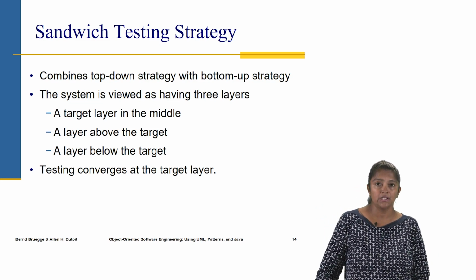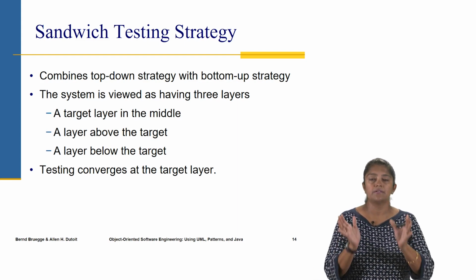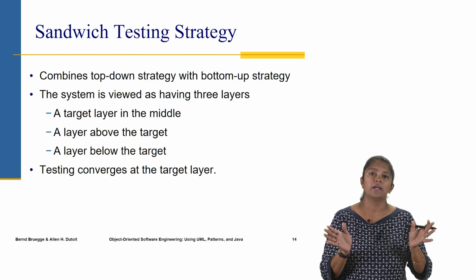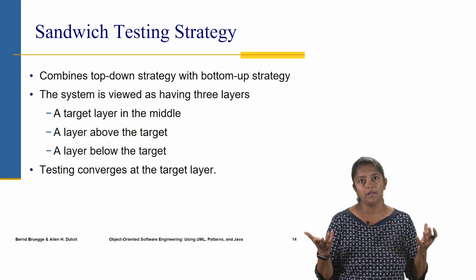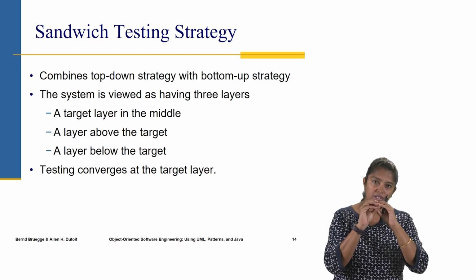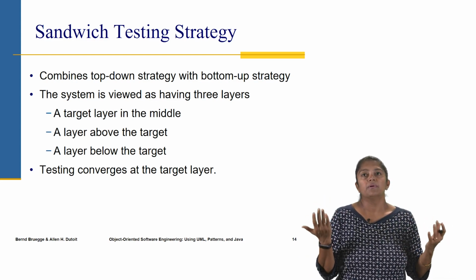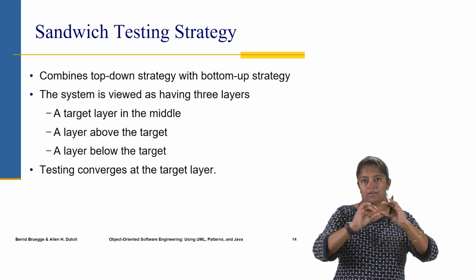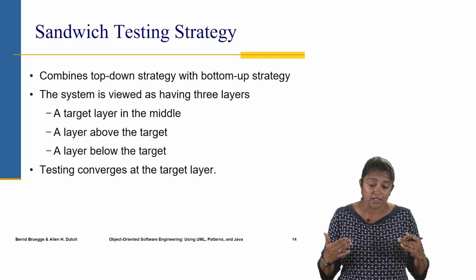So the way it's done is that the entire system is viewed as having 3 layers, and there is a target layer. A target layer is identified, and this target layer is typically somewhere in the middle. So if it's a three-tier architecture, then obviously the second tier is going to become that target layer. But if it's say a 5-tier architecture, then we'll have to pick the middle layer as the target.